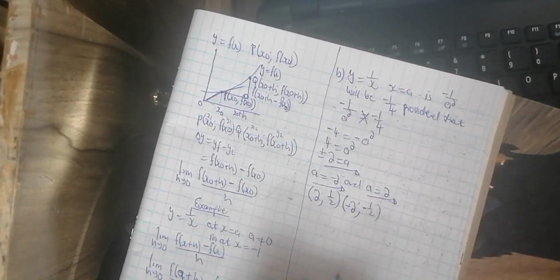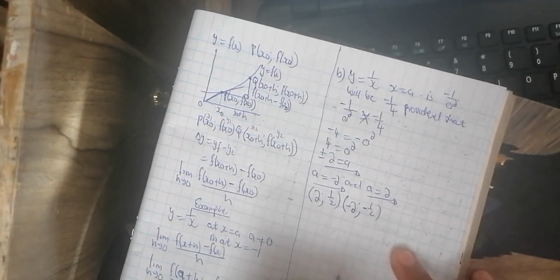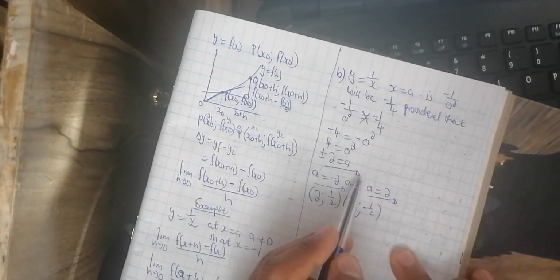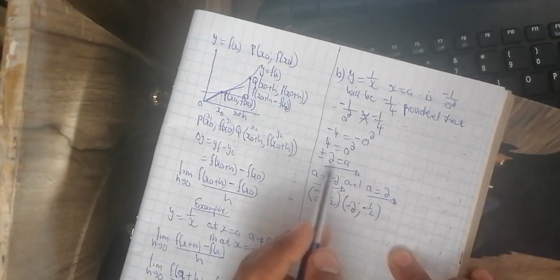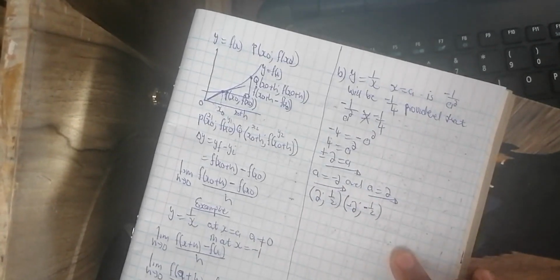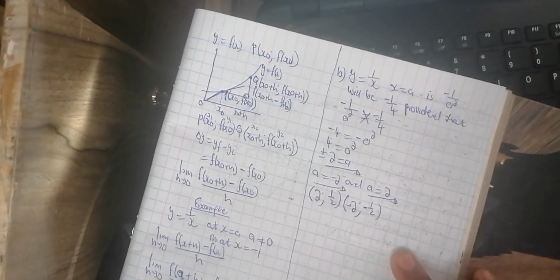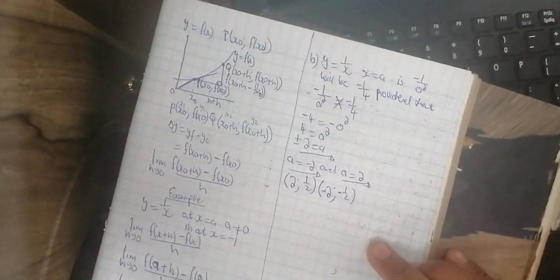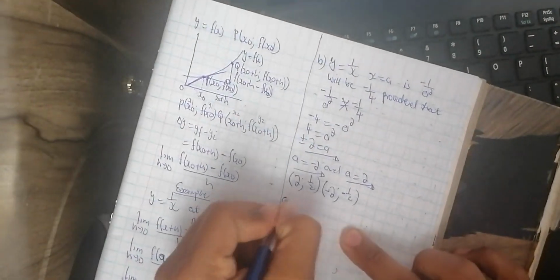This is very, very important. So where does the slope equal minus 1/2? It is equal to minus 1/2 when a equals 2 and when a is also equal to minus 2, or when x is equal to 2 and x is equal to minus 2. So this is very, very important for us to understand. Right, and then let's look at the last question, which is number C.